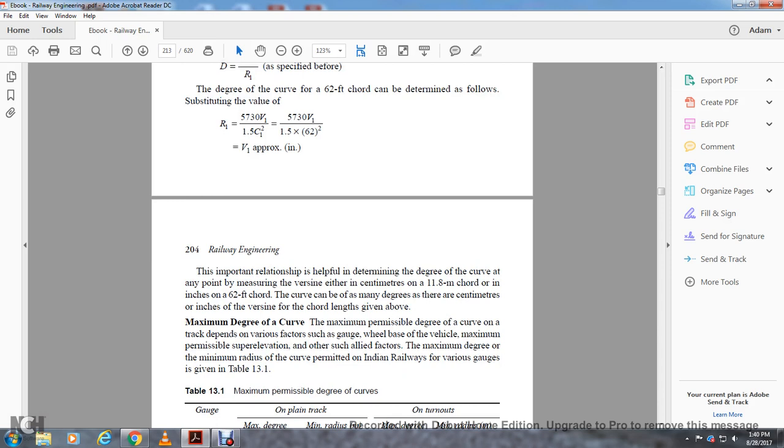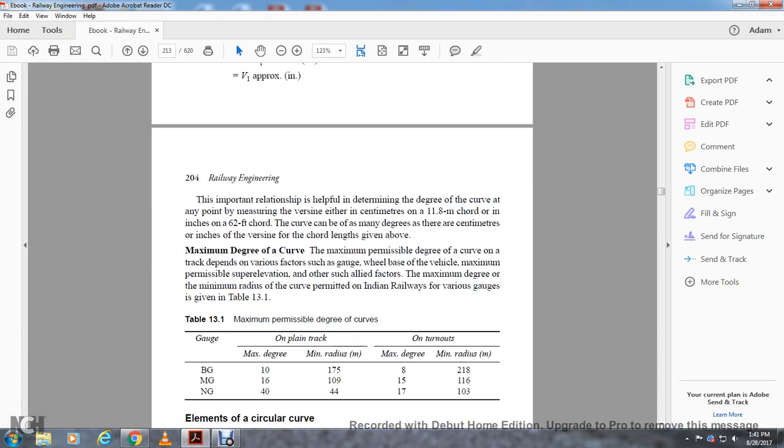The maximum permissible degree of the curve depends on various factors: the gauge, the wheelbase of the vehicle, and the maximum permissible superelevation or other such allied factors. The maximum degree and minimum radius of the curve permitted by the Indian Railways for various gauges are given in Table 13.1, the maximum permissible degree of the curve.